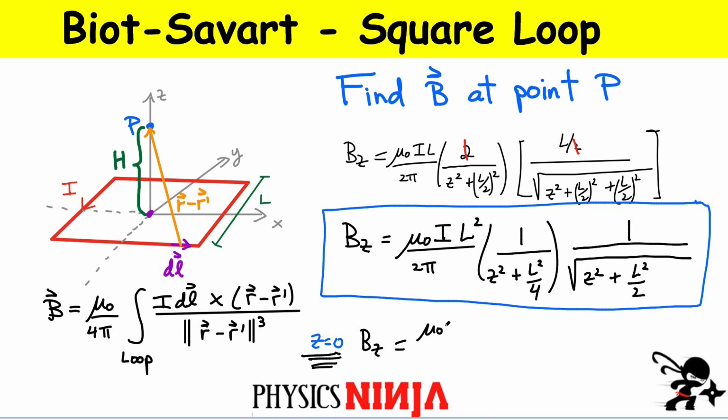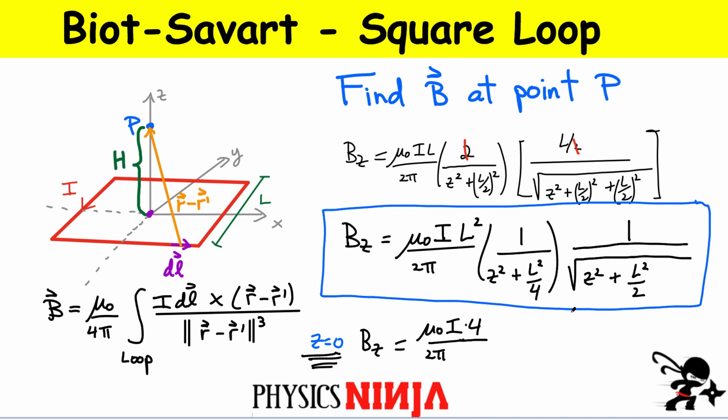So what would simplify? I'd still have the mu 0, I'd still have the I and the 2 pi. Careful, this whole term is not going to be there, right? The z is going to be equal to 0. So this L squared will cancel with that one. But there's still a 4 over here, so I have to bring that 4 all the way to the top. So that's this term.